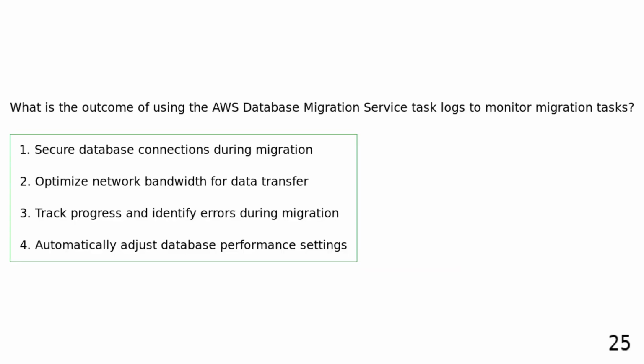What is the outcome of using the AWS Database Migration Service task logs to monitor migration tasks? Secure database connections during migration. Optimize network bandwidth for data transfer. Track progress and identify errors during migration. Automatically adjust database performance settings.